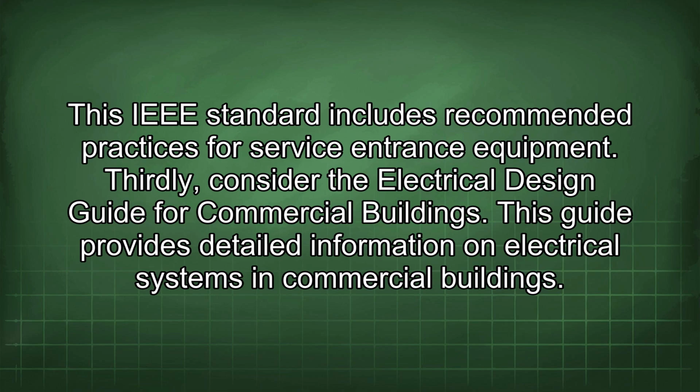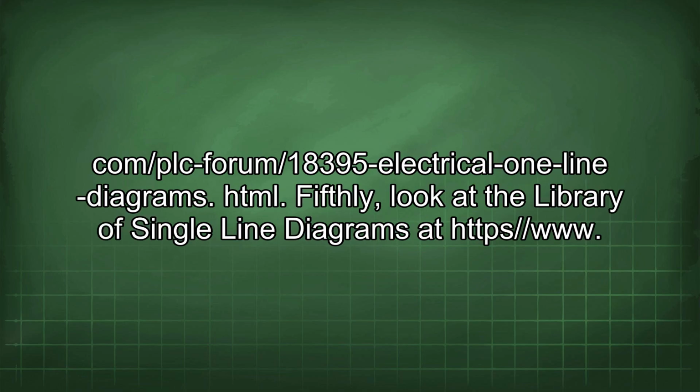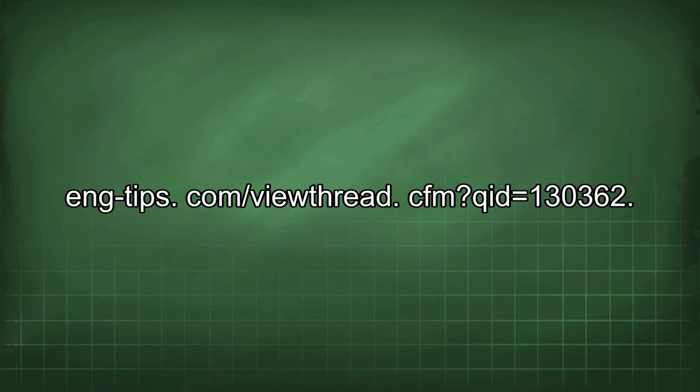Thirdly, consider the Electrical Design Guide for Commercial Buildings. This guide provides detailed information on electrical systems in commercial buildings. Fourthly, online resources. Consider the Electrical Engineering Forum at https://www.electricalengineeringforum.com/plc/forum/18395 Electrical one-line diagrams. HTML. Fifthly, look at the library of single-line diagrams at https://www.antits.com/viewthread.